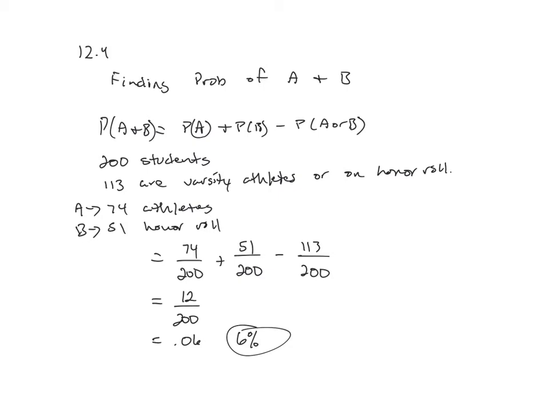So you have a 6% chance of randomly choosing a student that is both a varsity athlete and on honor roll. So the or numbers are always going to be higher because I win, so to speak, if I get this one or this one. Where if you have to have both, it's always going to be a significantly smaller number. Okay?